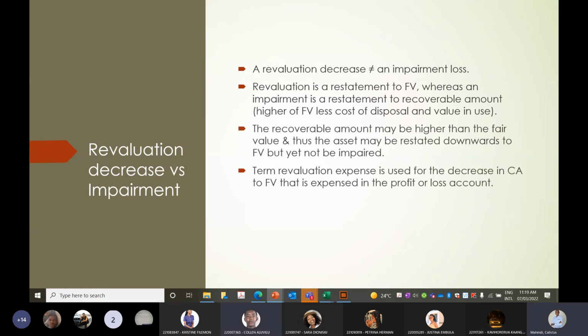Okay. The term revaluation expense is used for the decrease in the carrying amount to fair value, and that amount is expensed in profit or loss. So when we expense something to profit or loss, we use the term revaluation expense. You may look in other textbooks, it might say revaluation deficit. It's no different. All right.